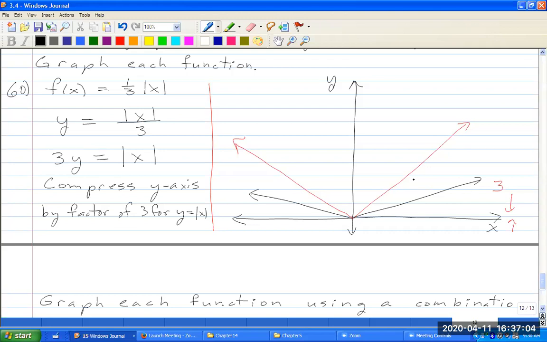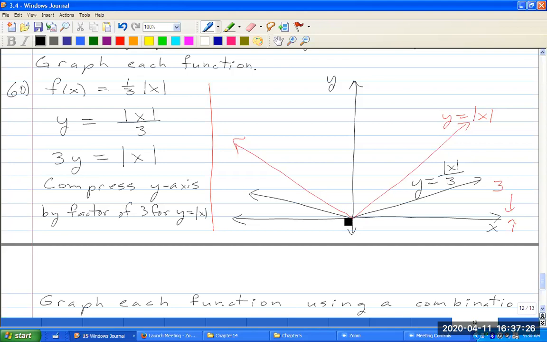Okay, so this is the graph of y equaling absolute value of x over 3. Oh, of course, this was y equal absolute value of x. So this in black is now the graph of f of x equaling 1/3 x.